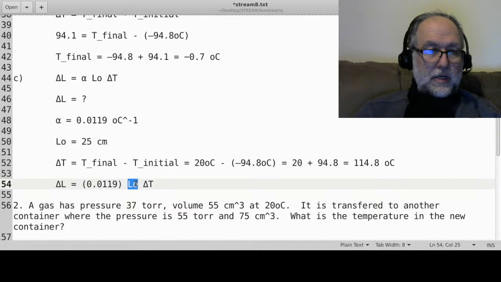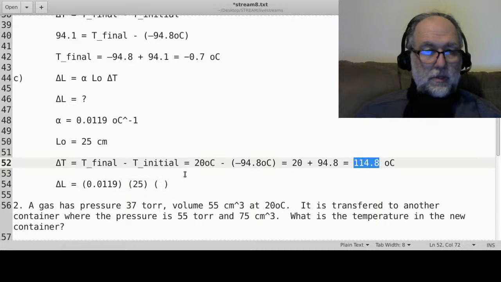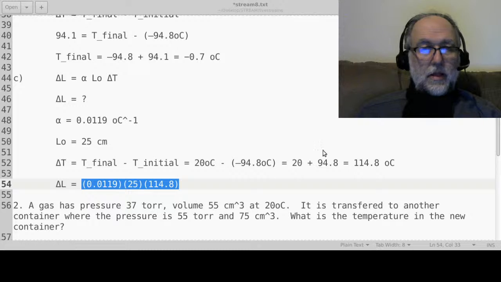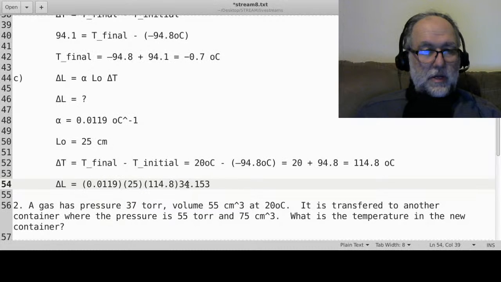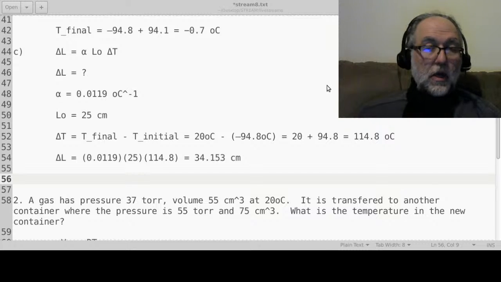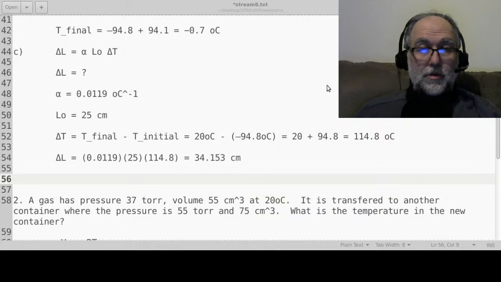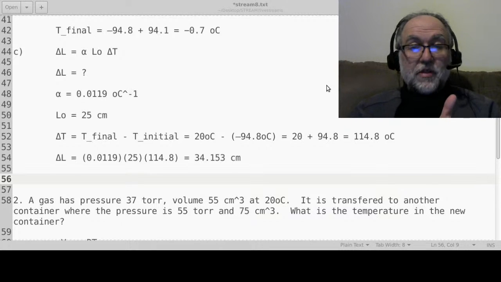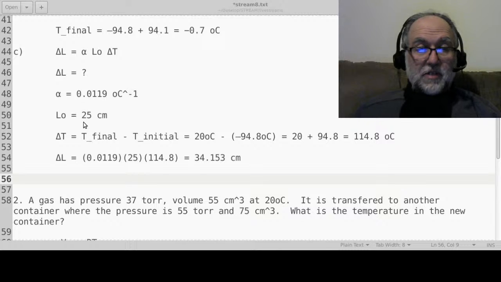For L naught, what am I going to put in? I'm going to put in this number here, 25. And for delta T, what am I going to put in there? I'm going to put in this number right here. And multiply all those together, and you get this number here. That is again not the answer. It is a step along the way to the answer, but it is not the answer. That's not how long the thermometer is going to be. That's how much the thermometer grew above its reference length, and its reference length was 25 centimeters.